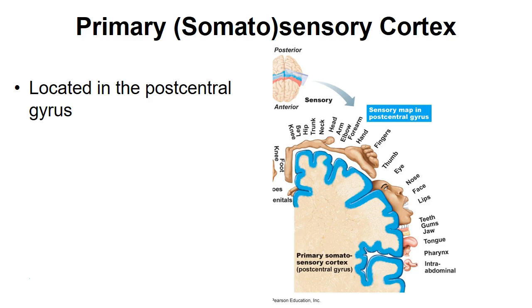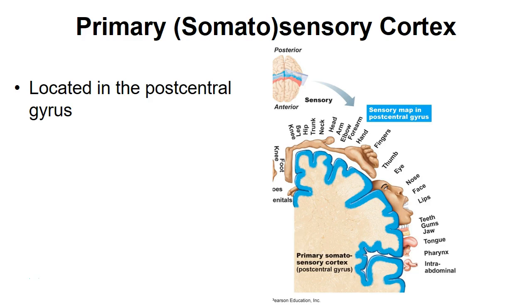This postcentral gyrus is the gyrus that's located just posterior to that central sulcus. So it's this first gyrus here. It's part of the parietal lobe. Okay? So that's what we're talking about.